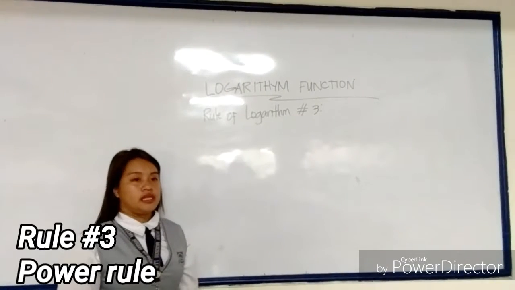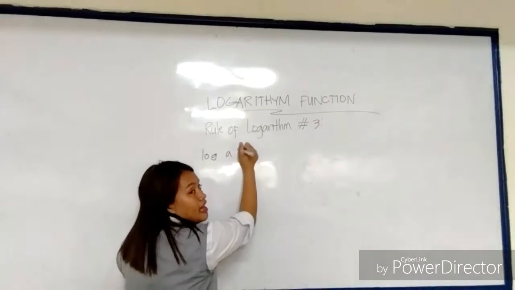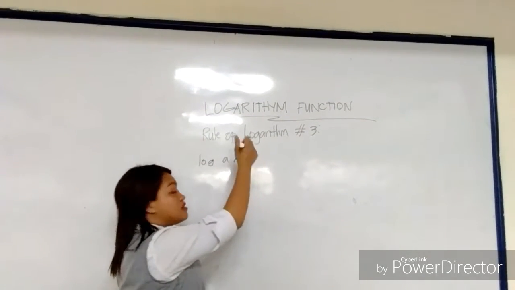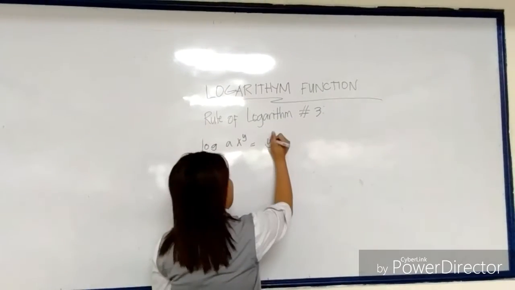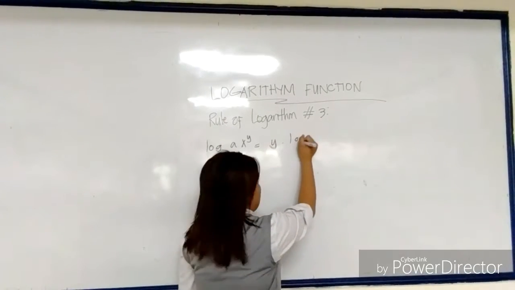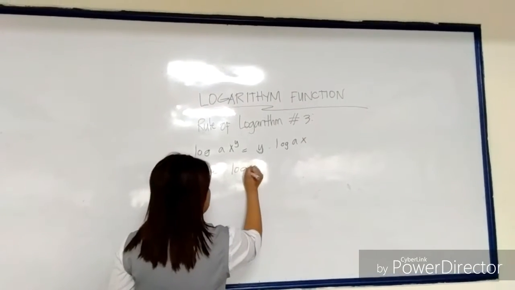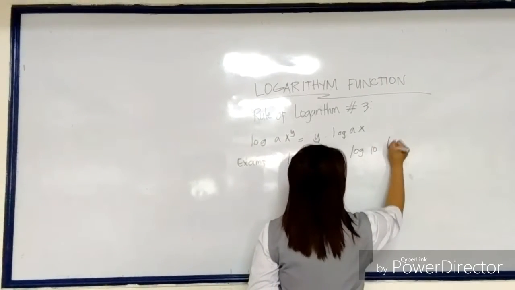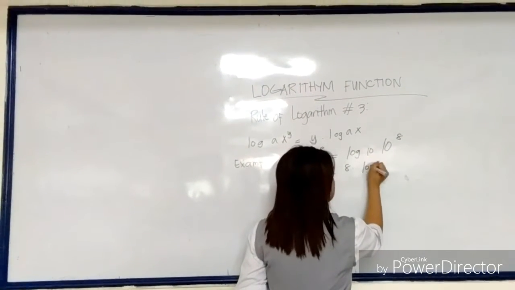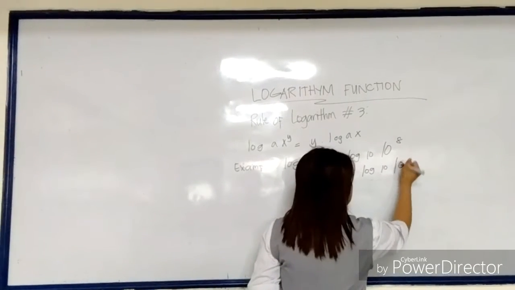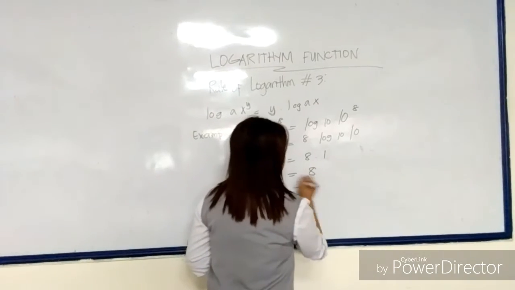Rule of logarithm number 3. The formula is log base a of x raised to the power of y is equal to, transferring the exponent y to the front, y times log base a of x. Example, log 10 raised to the power of 8 is equal to 8 times log 10, which is 8 times 1, which is equal to 8. And this is the final answer.